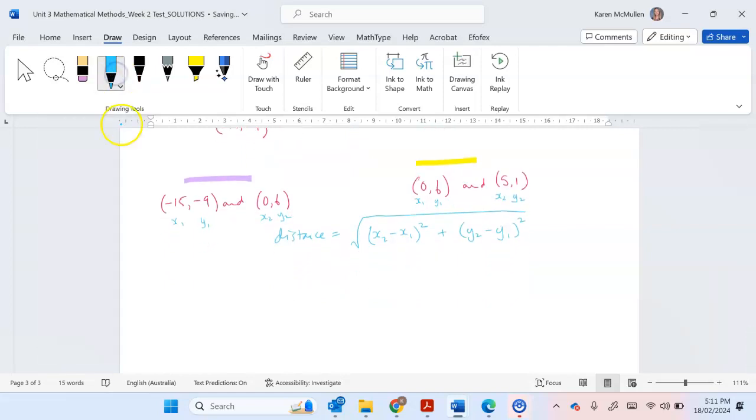So doing the purple line first, and then maybe you can have a go at doing the yellow one. So your distance, x2 is 0, x1 is negative 15. Just be careful with your negatives. And then we've got y2, 6, and y1. Doing the square root, just make sure your radical goes all the way over everything. So then we've got 15 squared, which is 225. And 6 plus 9 is 15, so 15 squared, 225.